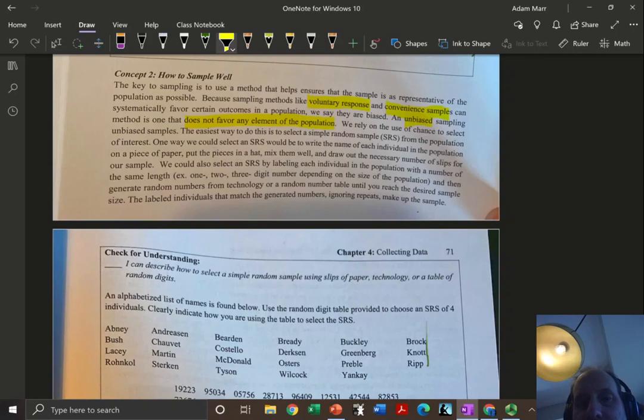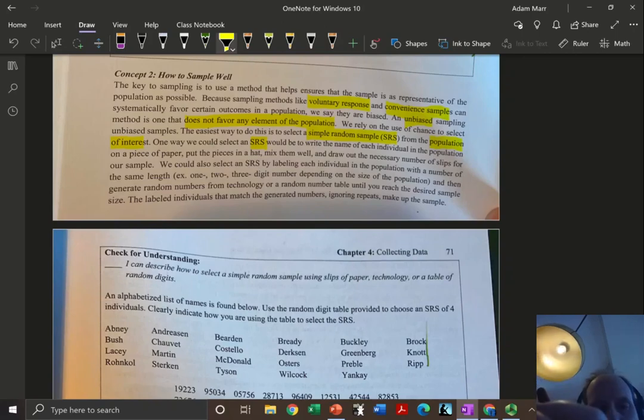We rely on the use of chance to select unbiased samples. The easiest way to do this is to select a simple random sample from the population of interest. One way we could select an SRS would be to write out the name of each individual in the population on a piece of paper, put the pieces of paper in a hat, mix them well, and draw out the necessary number of slips for our sample. We took every single individual, put it all in a hat, and then draw out the necessary number of slips that we need for our sample.